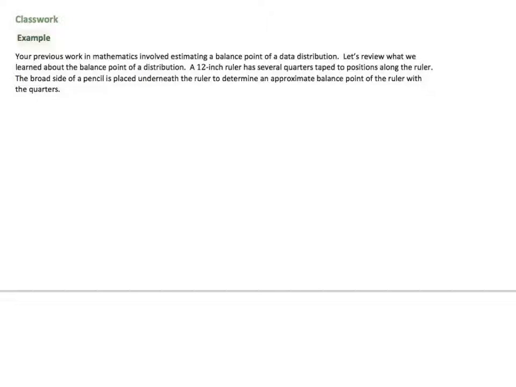Your previous work in mathematics involved estimating a balance point on a data distribution. Same thing as I said the last 2 lessons. If you don't have this previous work in mathematics, it's okay. We'll learn it together now. If you have any questions or don't understand, you just need to ask. Okay? So let's review what we've learned about a balance point of a distribution.